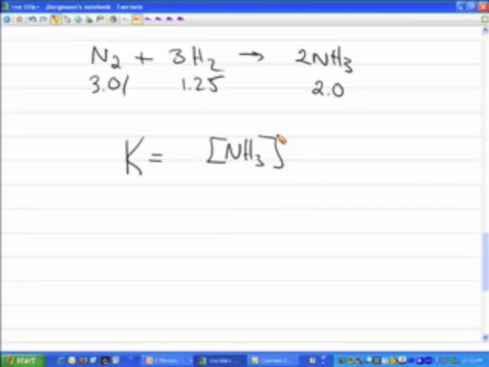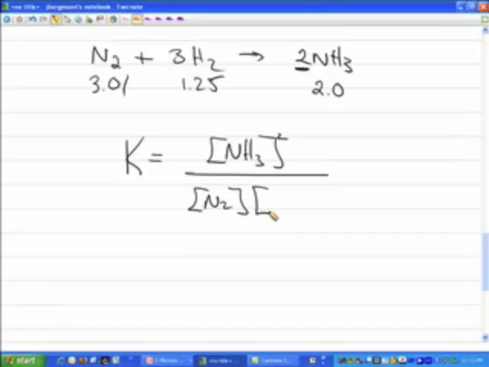Squared. Why do you need to square it? Because of the two coefficients. This is a K. Remember how we did Ks? Like Kc from chapter 13 over the concentration of the nitrogen. Chapter 13, there we go. And then you'd cube that right there.